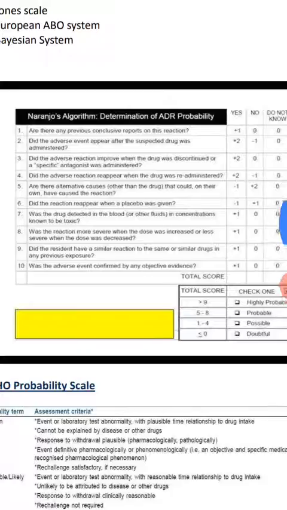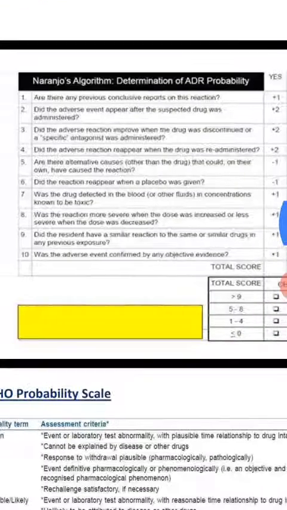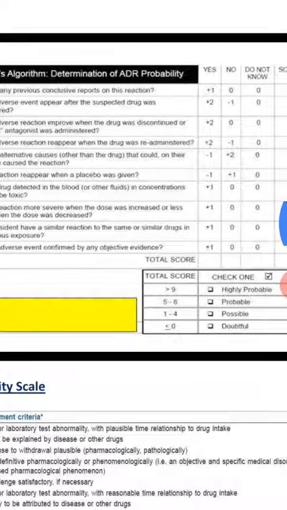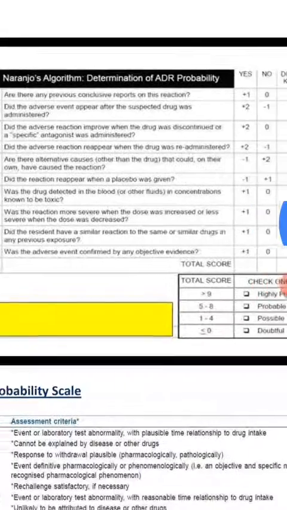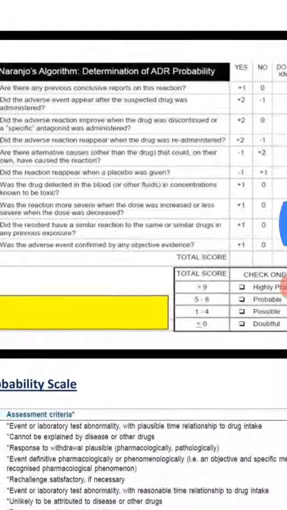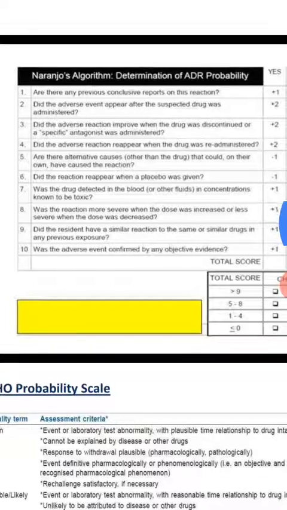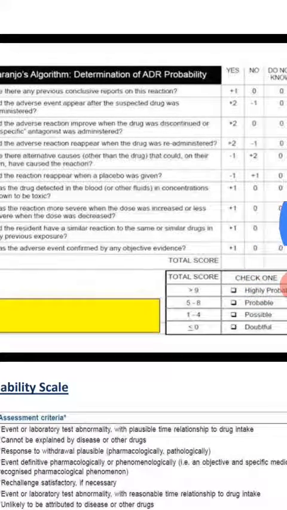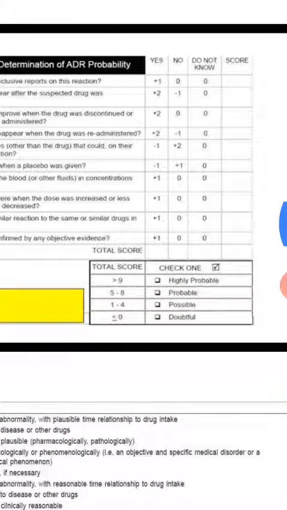The Naranjo algorithm consists of a series of 10 questions, which you have to read later on. After reading, for example, yes means +1, no means 0, and like this, there are +1, +2, +4. You can google Naranjo's algorithm scale, and below the scale they give what is meant by +1 and what is meant by +2. After that, you have to calculate the score.